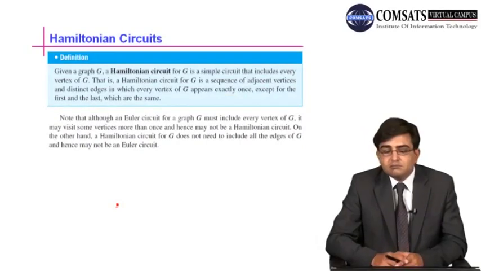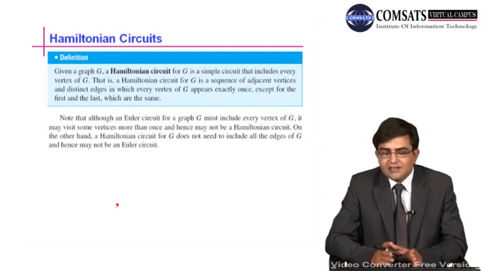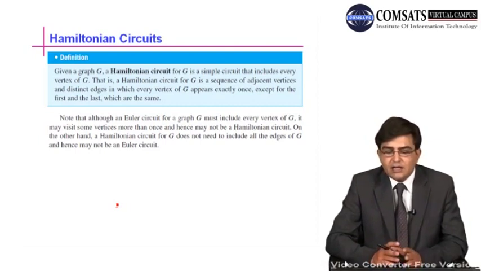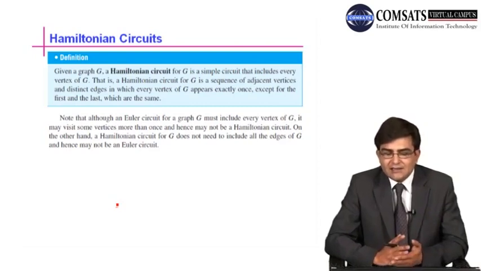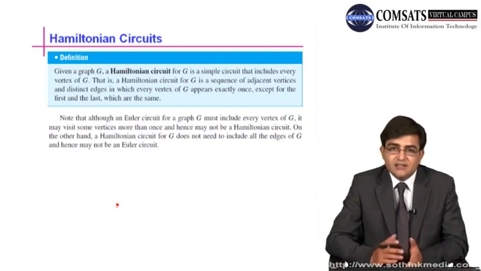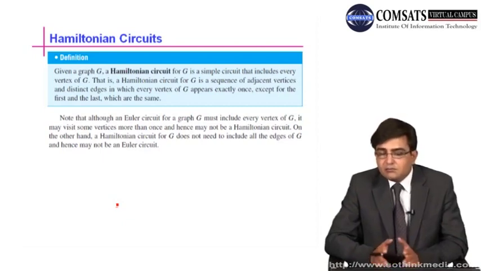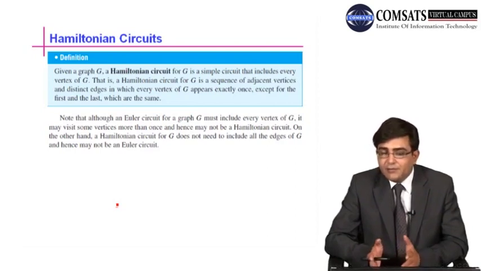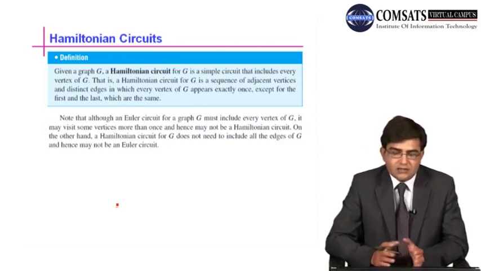Here it is basically a simple circuit, so edges cannot be repeated. But the Hamiltonian circuit doesn't impose any condition on edges. Edges will not be repeated, but it is not necessary that this circuit includes all the edges. So there may be fewer edges of the graph used in the Hamiltonian circuit. So what is basically the difference between Hamiltonian and Euler circuits?